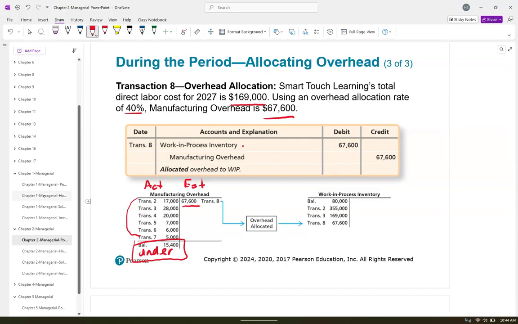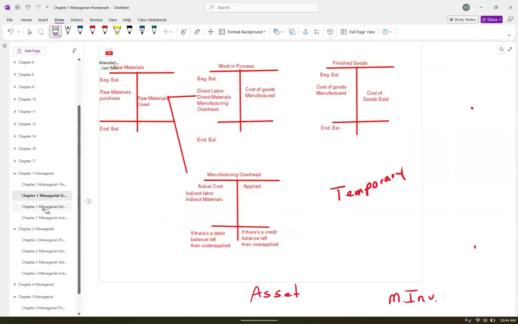So I'm going to jump back over here really quick to my little diagram. And you see right here, if there's a debit balance left, it is under applied. If there is a credit, then it is over applied.